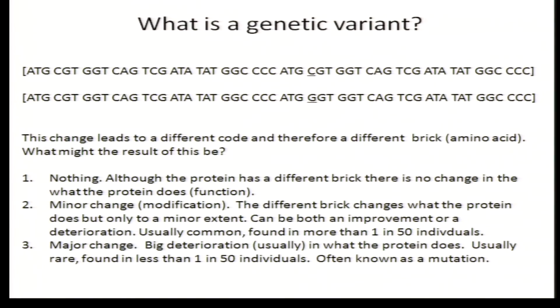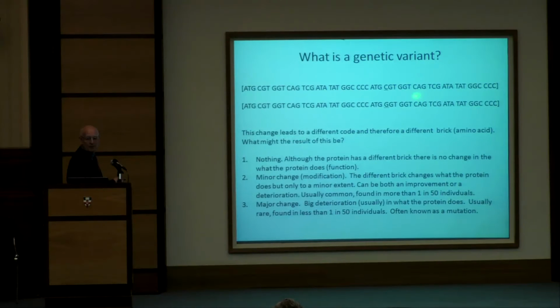And this is a sort of introduction to you for genetic variants. So what is a genetic variant? Here I've got my series of three-letter codes, each one coding for a different building block, an amino acid, which is going to make the house. So if you can see here, this is all identical. This is the gene. I've changed the C there to a G there, and that will result in a different brick being put in. So the change to this code leads to a different brick, a different amino acid.